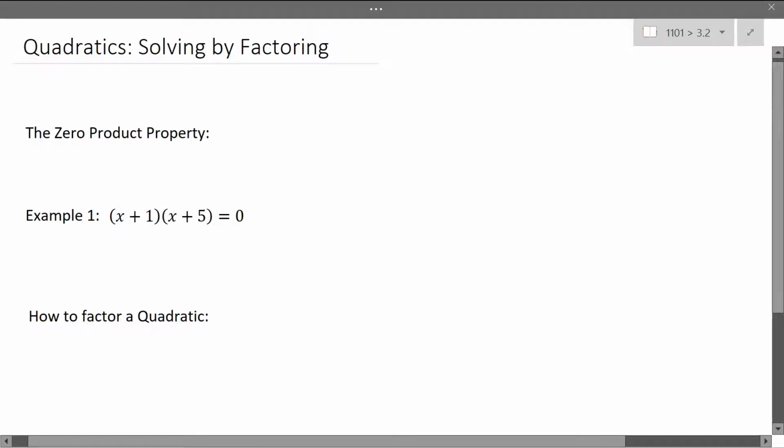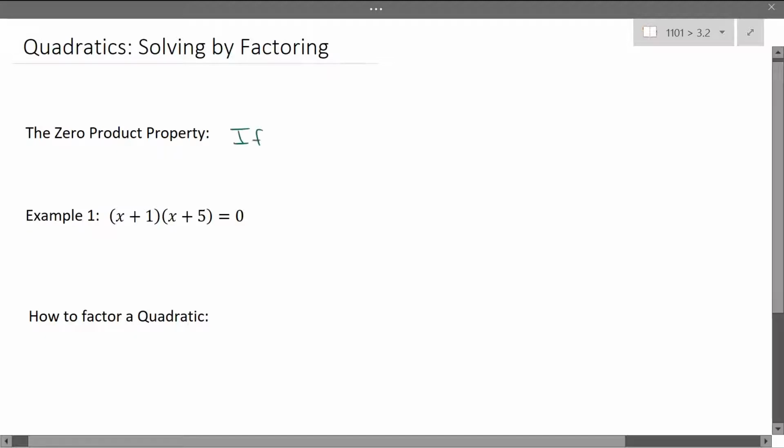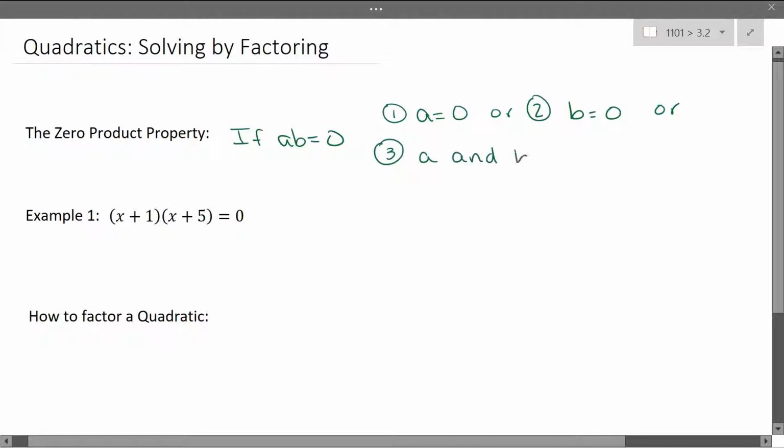In this video, we're going to be looking at solving quadratics by factoring. To do so, the first thing we need to look at is the zero product property. The zero product property says that if A times B equals 0, then one of three things is true: 1, A equals 0, or 2, B equals 0, or 3, A and B both equal 0.